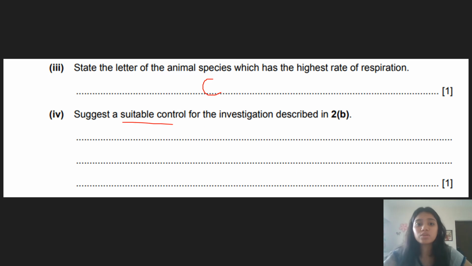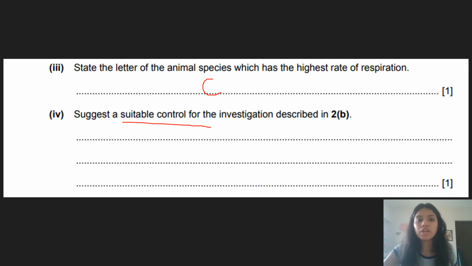And then suggest a suitable control for this investigation. Now when you are describing a control for an investigation, basically you're planning an experiment to ensure that the movement of the drop is solely caused by the animal species breathing in oxygen, respiring. It's solely caused by the animal species respiring.